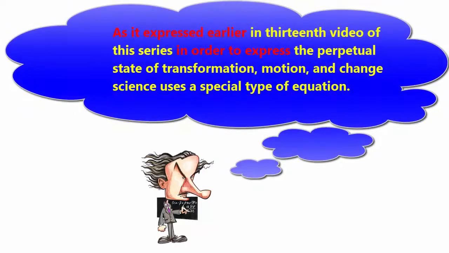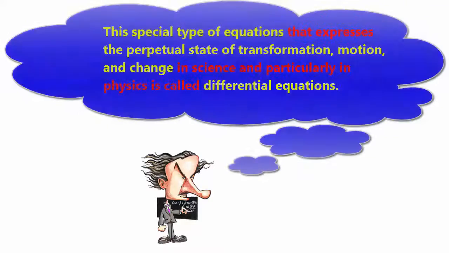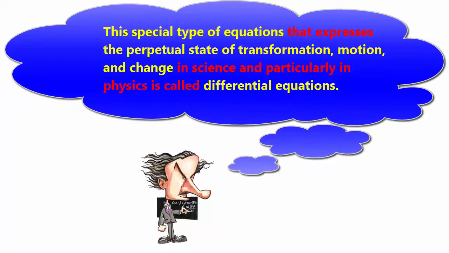As expressed earlier in the 13th video of this series, in order to express the perpetual state of transformation, motion, and change, science uses a special type of equation. This special type of equations that expresses the perpetual state of transformation, motion, and change, in science and particularly in physics, is called differential equations.